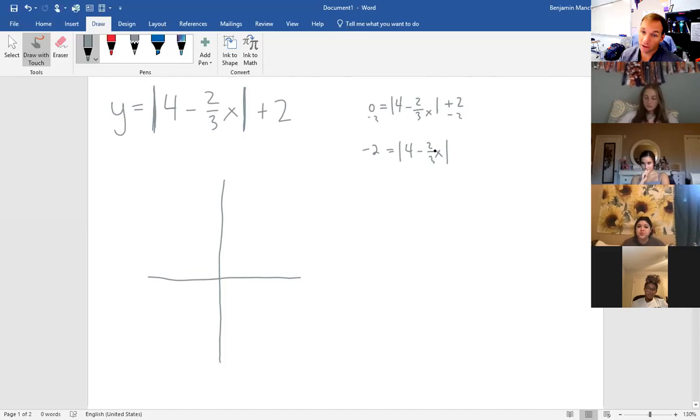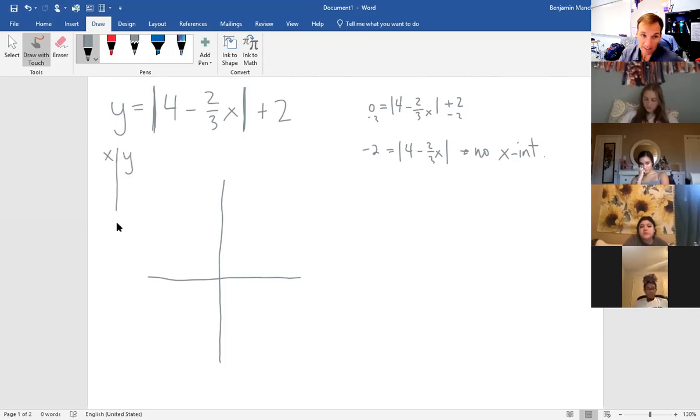So there's no number that you can plug in here that when you simplify it and you take the absolute value, it's going to be a negative. So this tells us that there's no x-intercept. So this will not cross the x-axis at all. So in order to sketch this, we need to come up with another way.